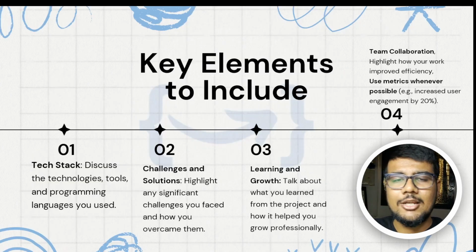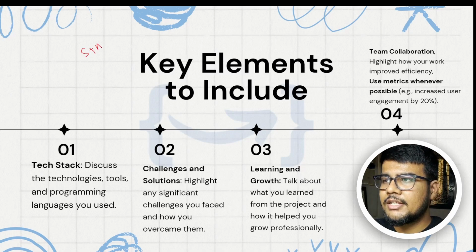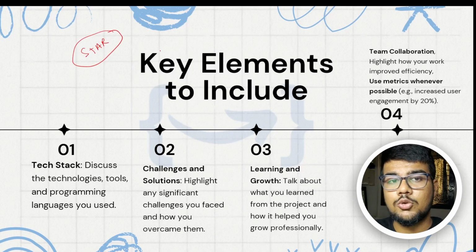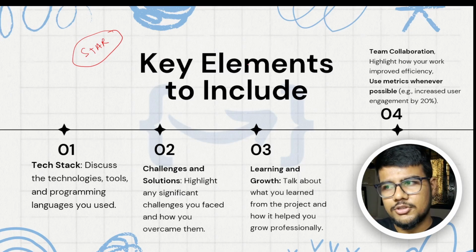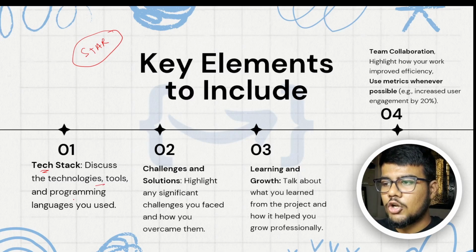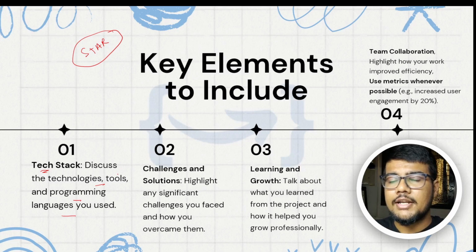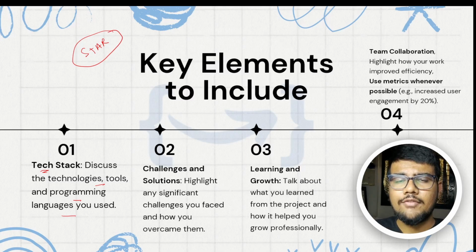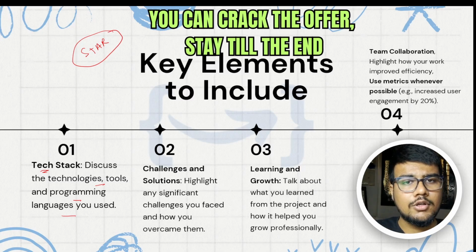Now, key elements to include when you are creating your response following the STAR format, which is very essential to create a response in this format. You should use these elements in your response. The very first is tech stack. Tech stack means discussing the technology, tools and programming languages you used. Guys, if you are creating any project, you need to have technologies, and you should have a proper justification why you have taken this technology, and why you didn't take that.